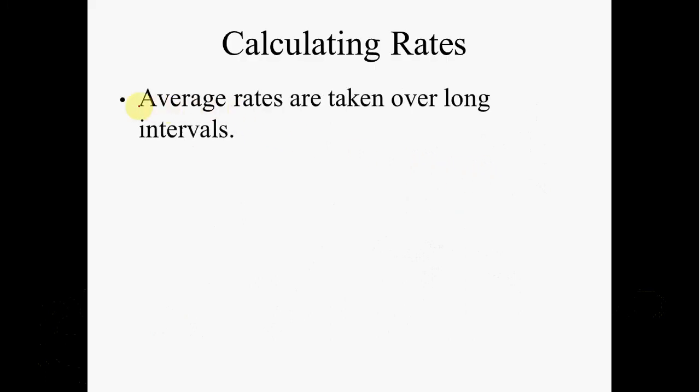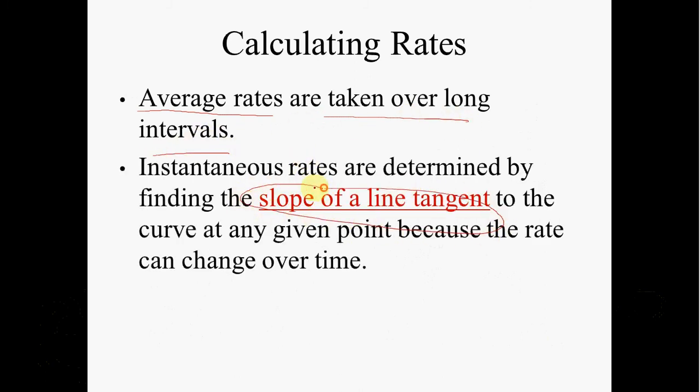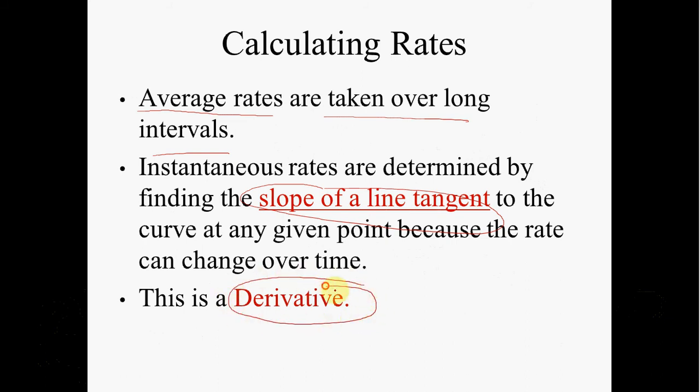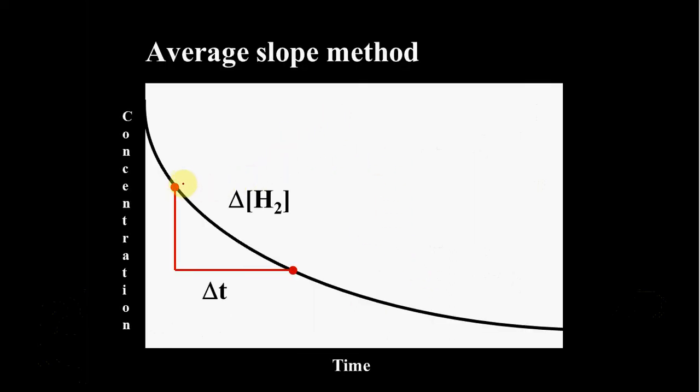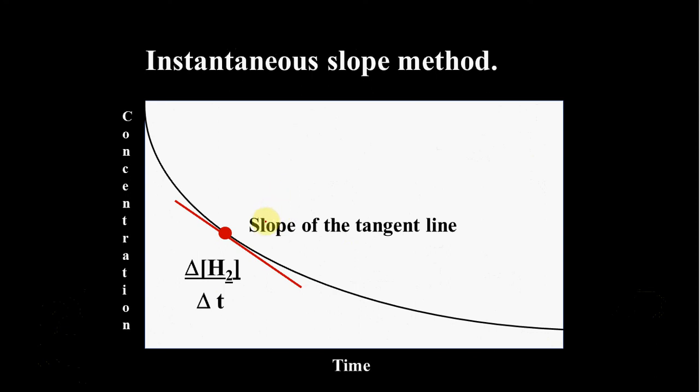To calculate rates, we can take average rates over long intervals, or we can take instantaneous rates by looking at the slope of a tangent line. Maybe some of you know that the slope of a tangent line is a derivative. This is your typical average slope method. You take 2 points on a line and you find the rise over run, or the slope of the line. The instantaneous slope method will give you the actual rate at that particular time.